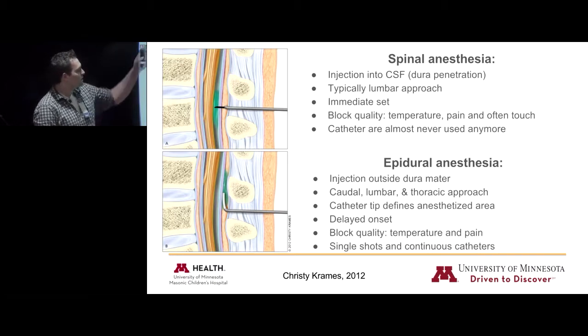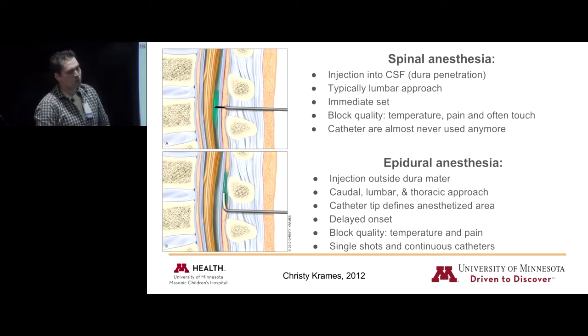Epidural anesthesia, as seen in the picture, we are injecting right outside the dura and often thread a catheter, sometimes do a single shot. We can use a caudal, a lumbar, and a thoracic approach. I'm going to talk about the caudal in just a minute. Wherever the tip ends up, that's where the main effect will happen.